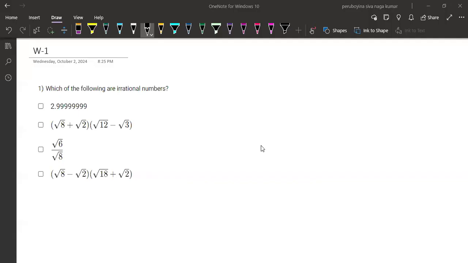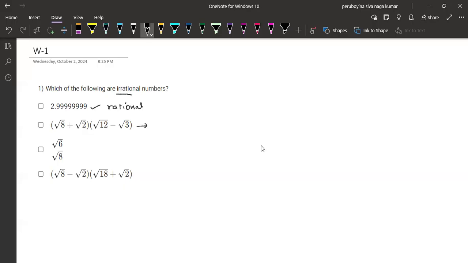Yeah, this is the first problem. Which of the following is irrational numbers? So, of course, clearly it is a rational number.